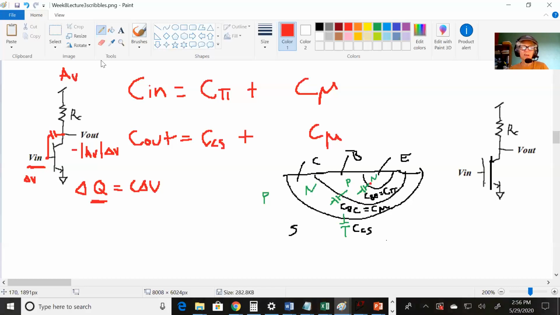Okay. So if this goes up delta V, and the other side of the capacitor goes down AV delta V, and again, I'll put absolute value signs on here, what's the total change in voltage across that capacitor right here, this capacitance?